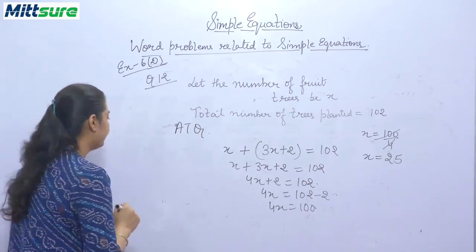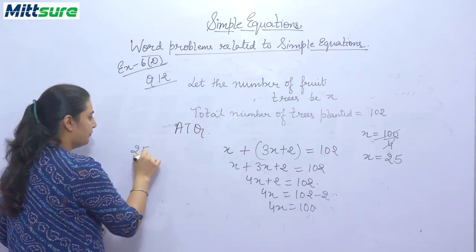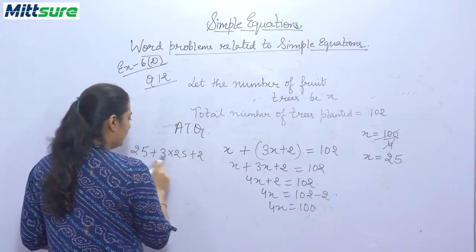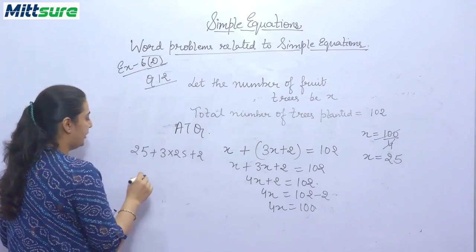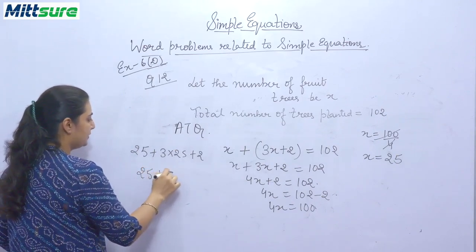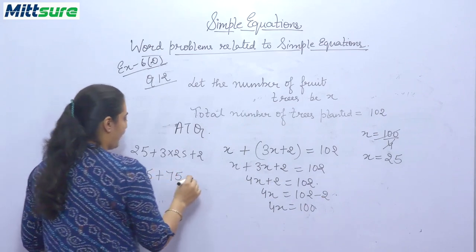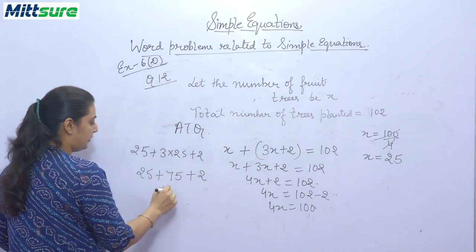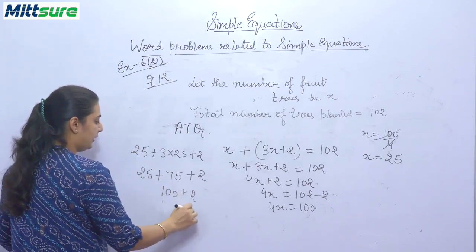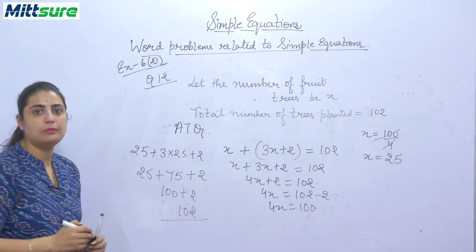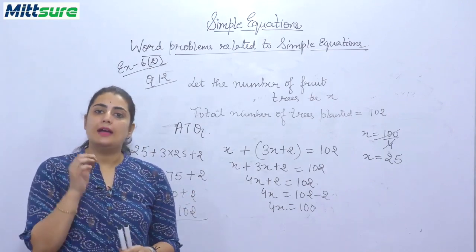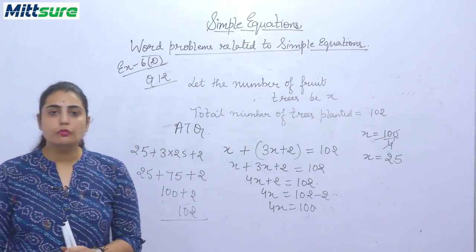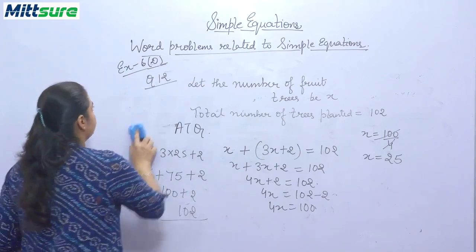Now let us check. So 25 plus 3 into 25 plus 2. This value should be equal to 102. So 25 plus 75 plus 2. So 25 and 75 is 100 plus 2, that is 102. That means LHS is equal to RHS, and I have calculated the value correctly. Right? Now we will move on to exercise 6E.